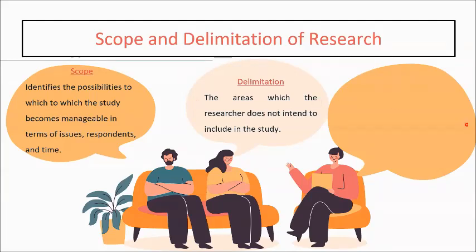Okay, so for example, your topic is about the computer addiction of senior high school students. So, when we say scope, sino lang yung mga kasali sa research? The senior high school students. Diba sinabi na natin kanina? Now, ano pa yung scope niya? Yung computer addiction. Kasi ayun yung topic natin.